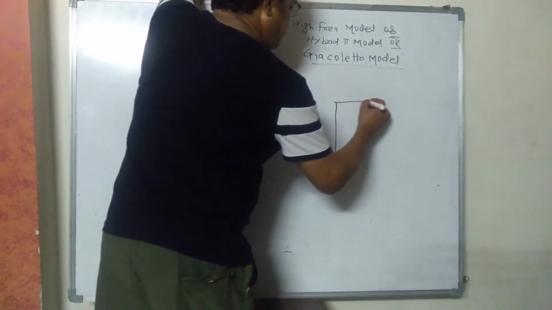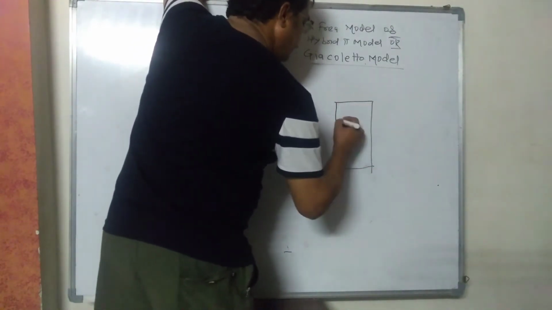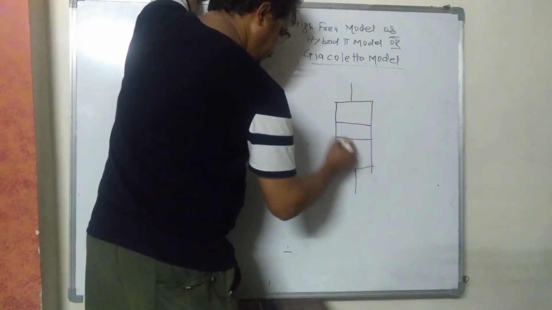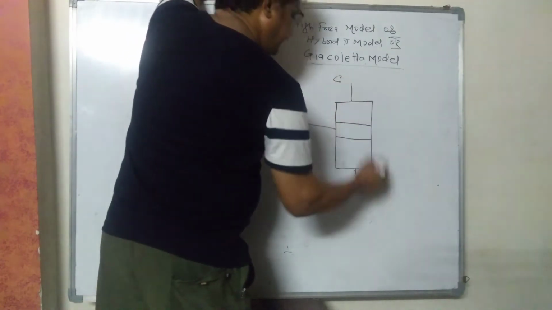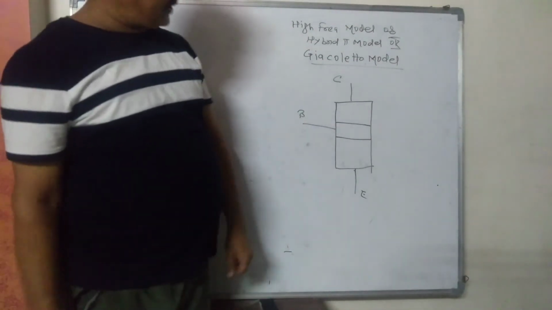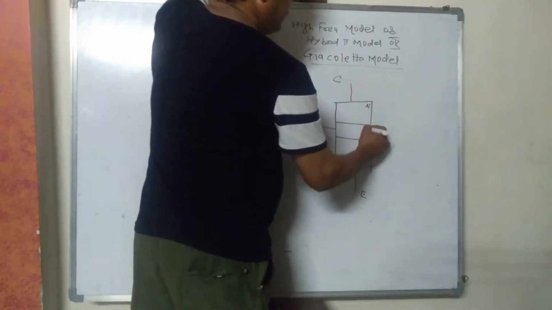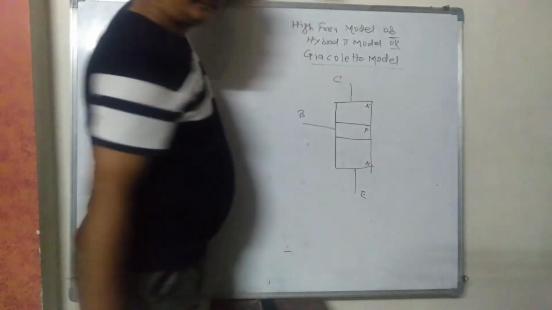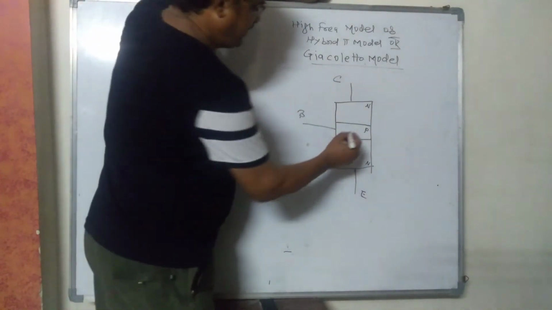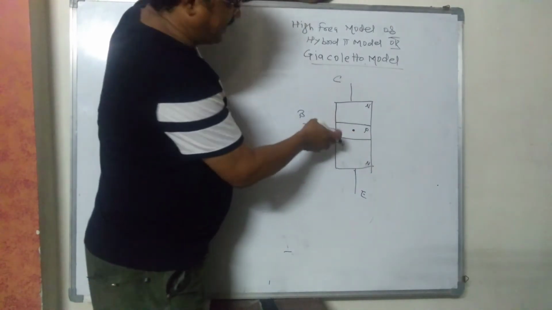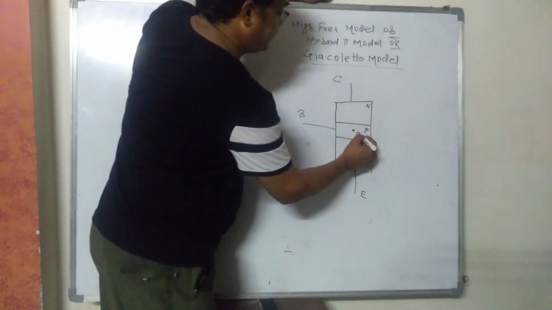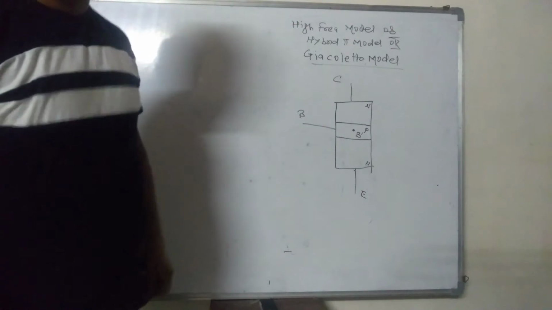This model is studied purely for common emitter. Base, collector, emitter. This is the representation of the transistor. Suppose this is N, P, N. One imaginary point, known as a virtual point, is considered at the center. Since this is the collector, this is the base, this is the emitter, the point marked in the base is named B dash: the imaginary base, the virtual base.